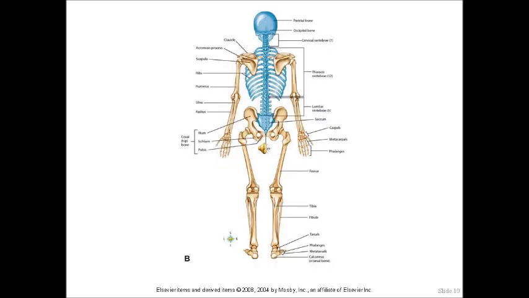This is just the posterior view of the same thing. So the previous slide was the anterior view, now we see the posterior view, or the back side of the skeleton, showing axial and appendicular. Take some time to make sure you know which bones are in which part of the skeleton.